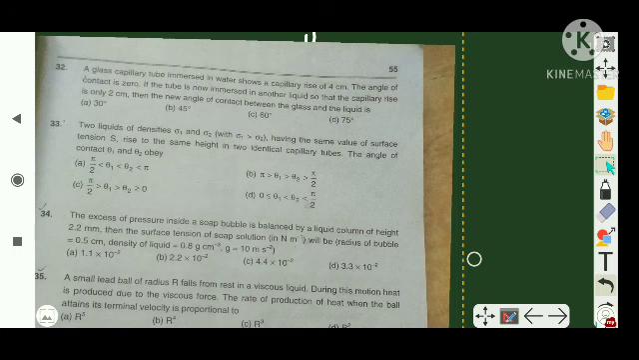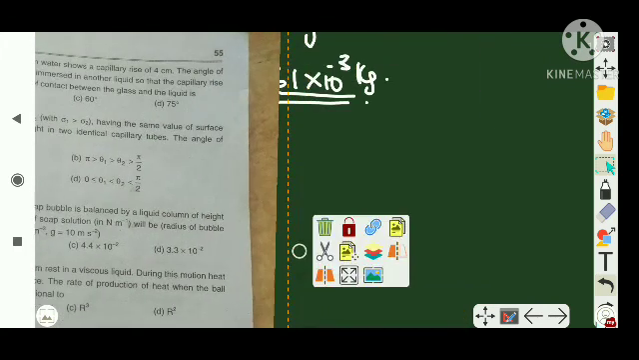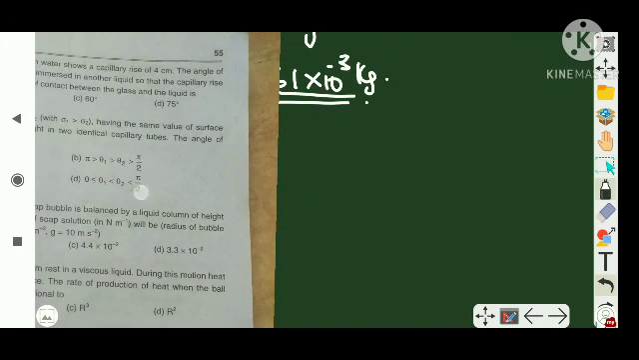So you are told there is a glass capillary tube in water. Its rise height h is given as 4 centimeter. Angle of contact is 0. If now the tube is inserted in another liquid, the capillary rise h is given as 2 centimeter. Now what is the angle of contact? It's a simple, direct question.